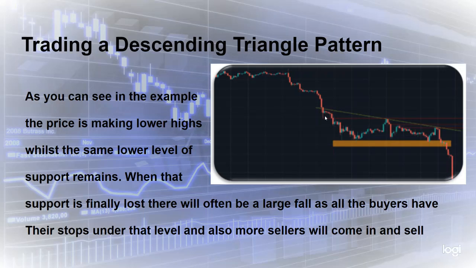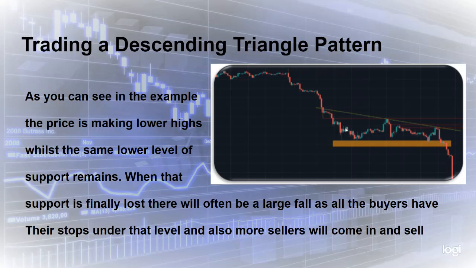So as you can see in this example, the price is bouncing and making lower highs, whilst the same bottom level of support remains. So supported here, supported here, supported here, and then obviously this is where it's lost. So when that support is finally lost, we then get a big move down.